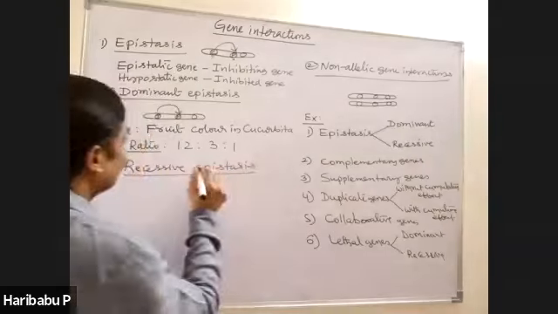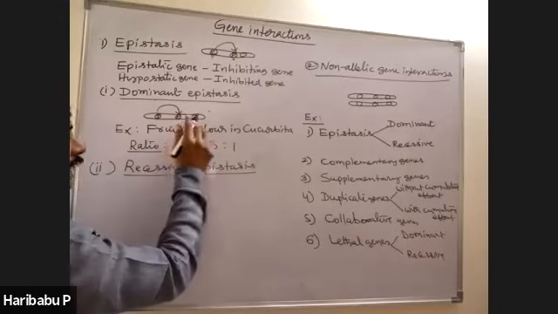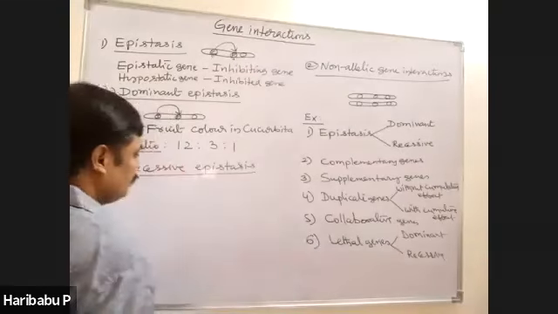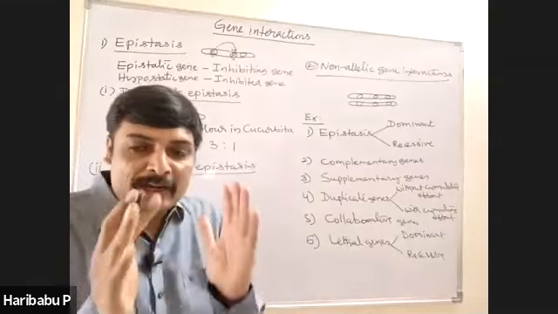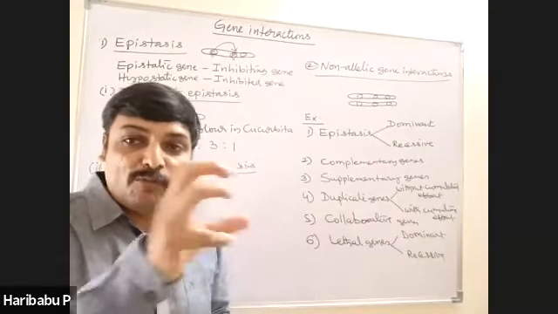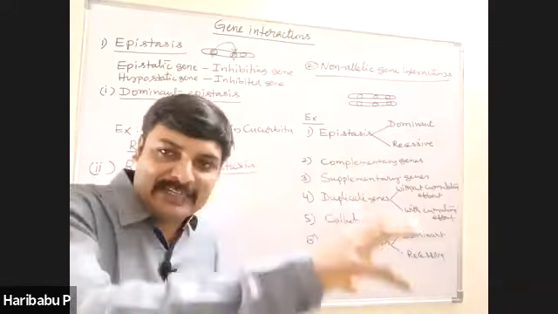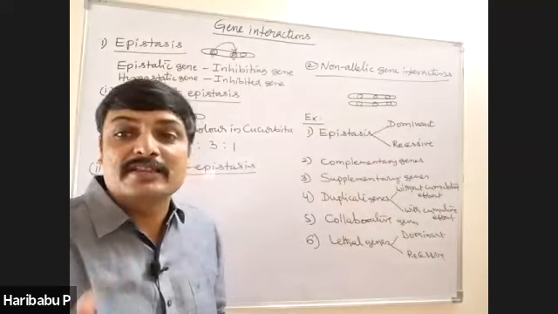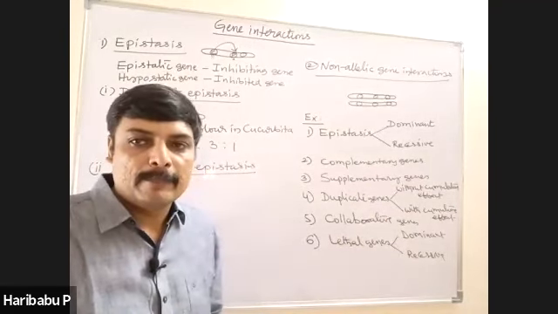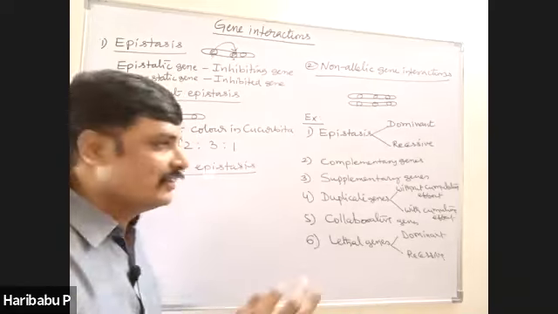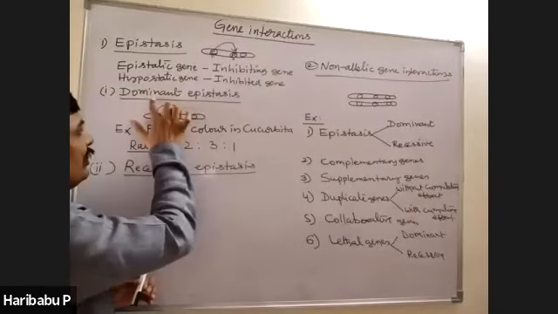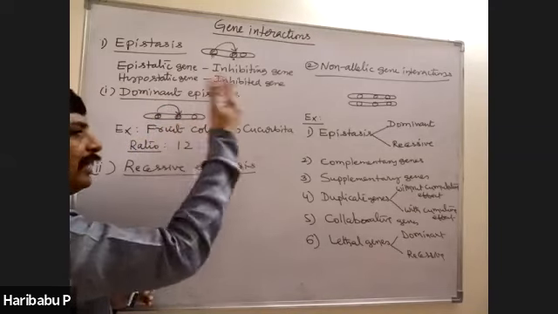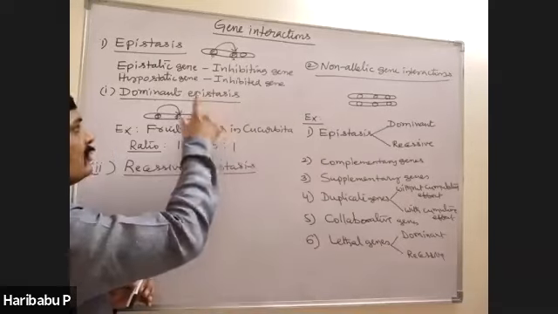Here, a dominant gene inhibits the other gene at another locus, right? But here it is reverse. When recessive alleles at one locus inhibit dominant or recessive alleles at another locus, then it is called recessive epistasis. Here I told you a dominant allele at one locus inhibiting both alleles, whether dominant or recessive, at another locus is called dominant epistasis.